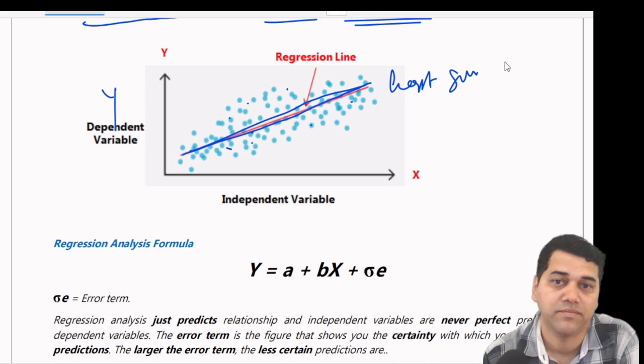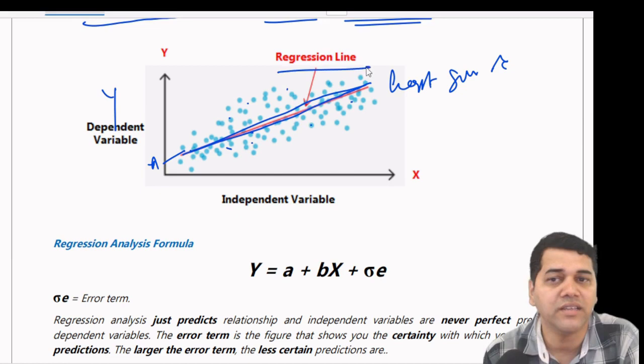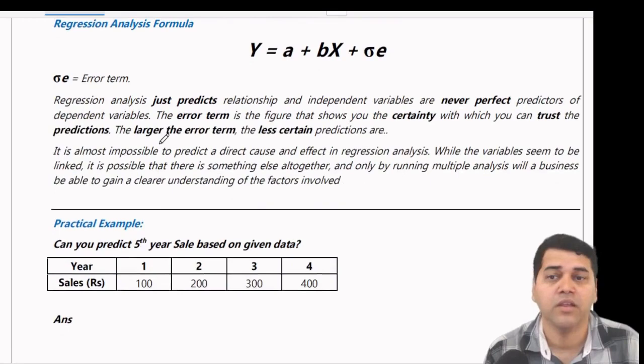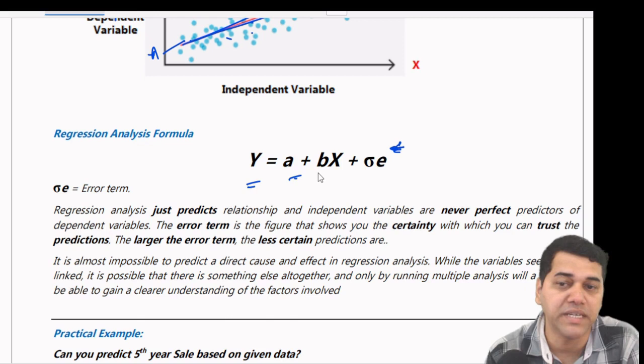It will start from A, alpha. If you talk about it in another language, it is the same capital market line. Here, in the single index model, it is called a regression line in statistics. Now, the formula will be Y is equal to A plus BX plus error. Standard deviation of error is nothing but unsystematic risk. Beta is the systematic risk. Error is the unsystematic risk.